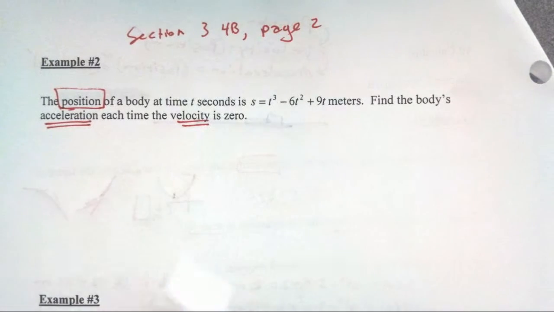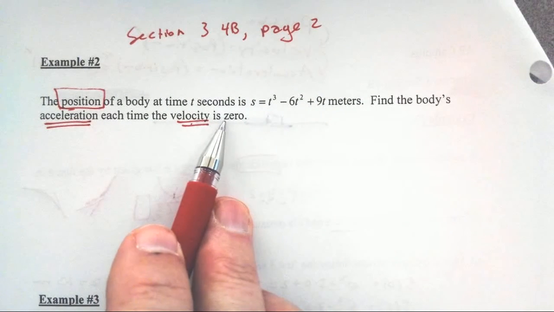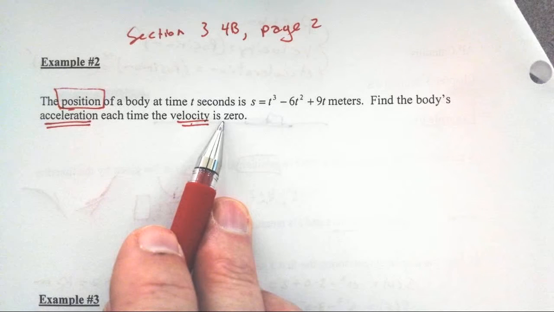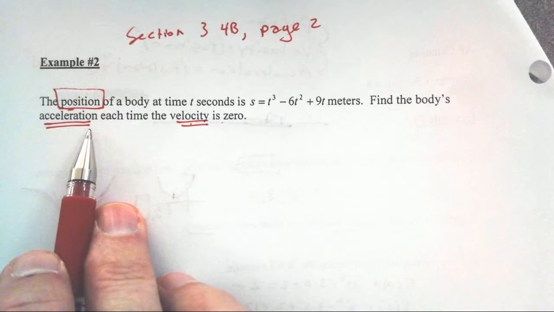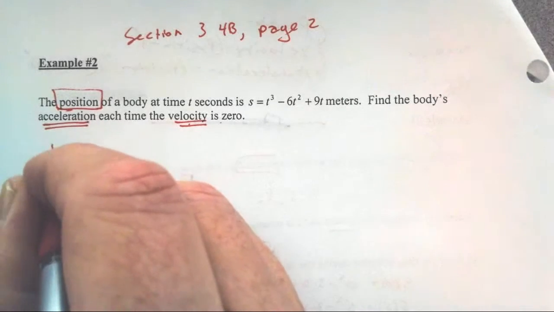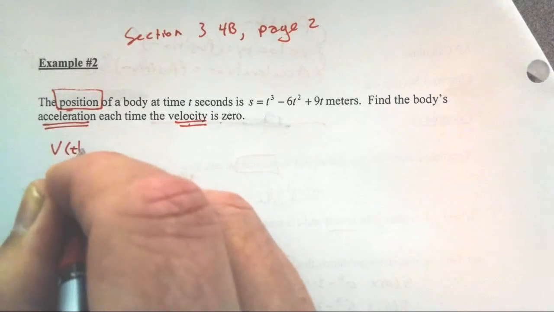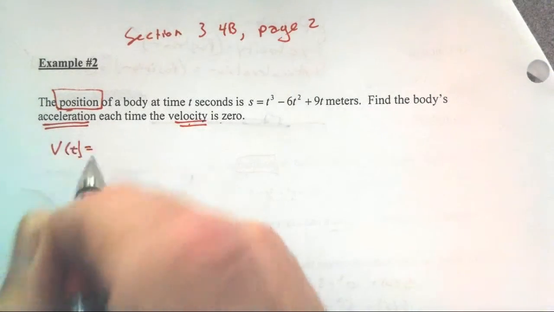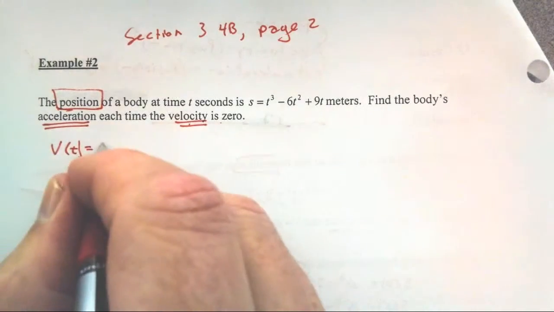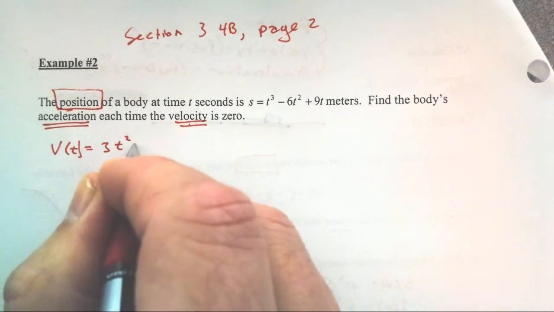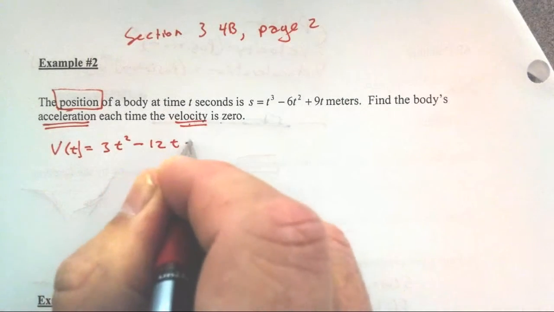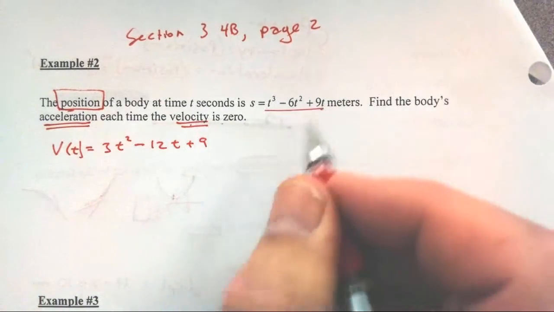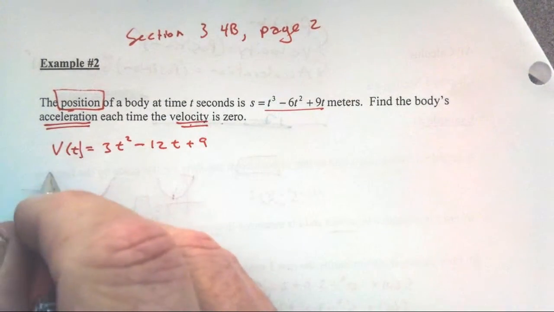So I need to get my velocity equation, set it equal to 0, find those times when it's equal to 0, and then put those times into my acceleration equation. So easy enough, I think. Velocity at time t is our first derivative of position, so that is 3t squared minus 12t plus 9, power rule polynomial. Shouldn't get much easier than that.